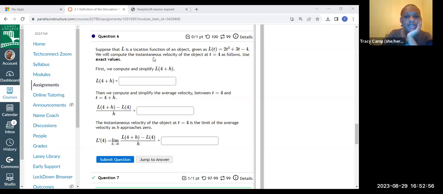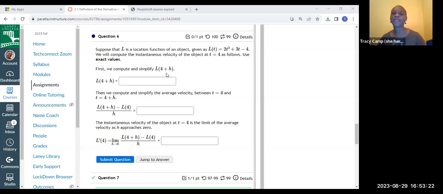So for number 6, it's telling us that L of t represents the location function of an object. So it represents where an object is, right? And then it says we're computing the instantaneous velocity, which is the same thing as the derivative of this object at t equals 4.